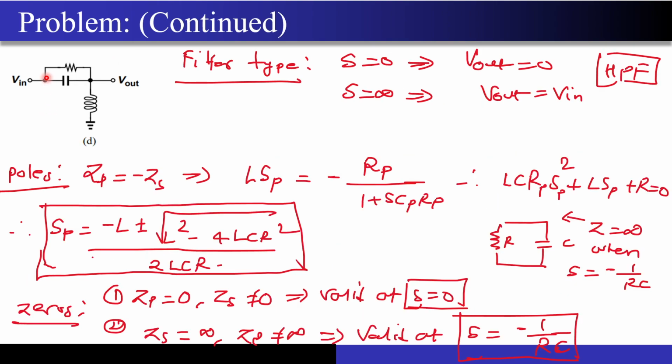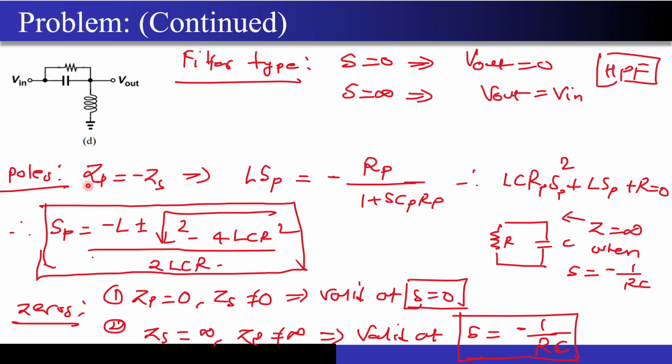Now let's move on to this next circuit. If I put s equal to 0, the output will be shorted to the ground, so my output will be 0. If I put s equal to infinity, this part will be disconnected and my Vin will be shorted to Vout, so that is where I will get Vout equal to Vin. So this is nothing but a high pass filter.